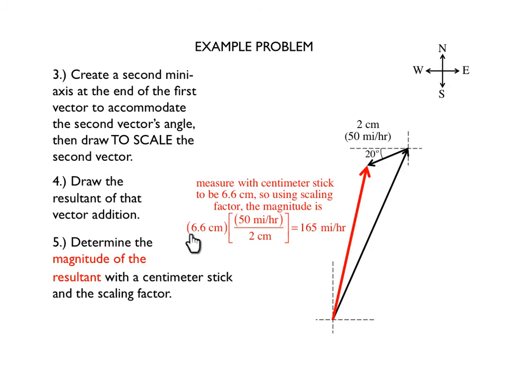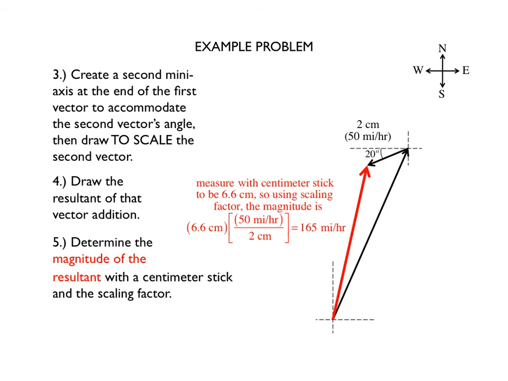I'm going to take the 6.6 centimeters and multiply it by the scaling factor, which was 50 miles per hour per 2 centimeters, and come out with 165 miles per hour. So apparently that's what the resultant speed of this plane is going to be as it's going into this headwind.